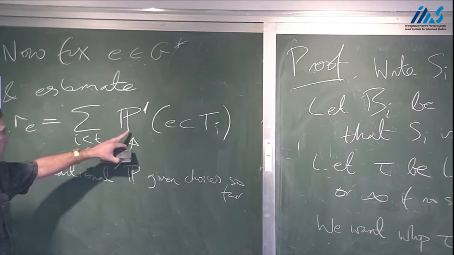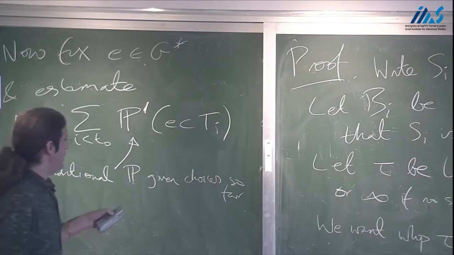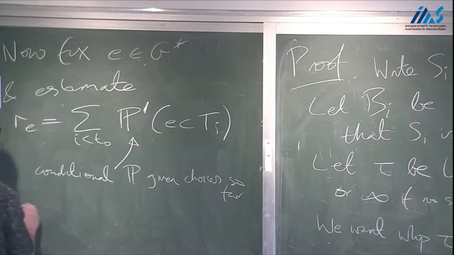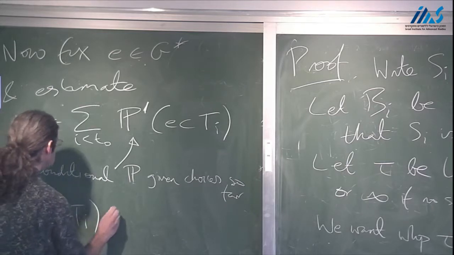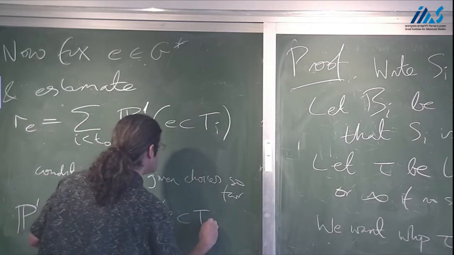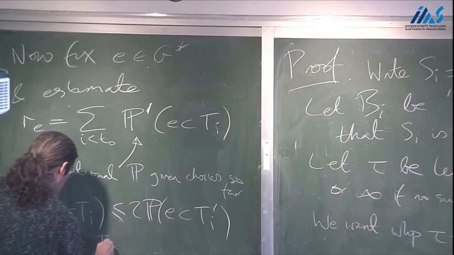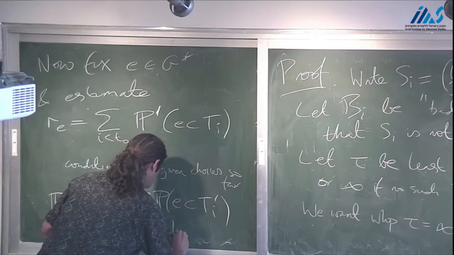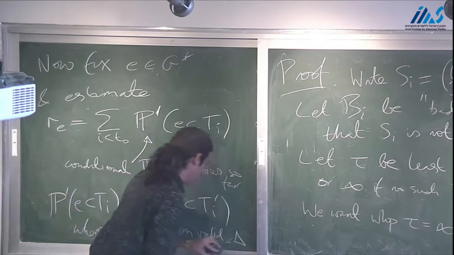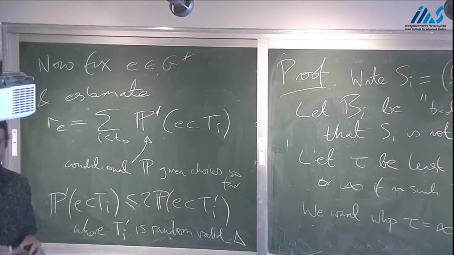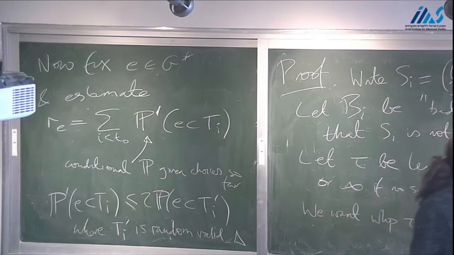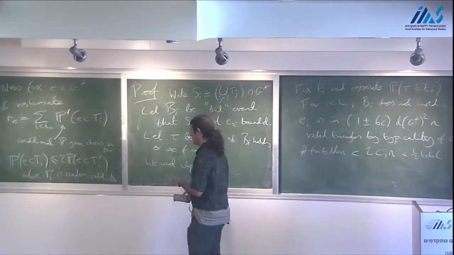I can bound this by the probability that E is contained in T_I prime, where T_I prime is a uniform random valid triangle. You remember I said the idea at the beginning of the proof was if I just chose the triangles randomly without worrying about avoiding previous ones, it would be easy. So this is what I'm considering now. I'm imagining that T_I prime is just a triangle chosen randomly, not worrying about avoiding the others. This holds just because I've forbidden less than half of the triangles by previous edges.